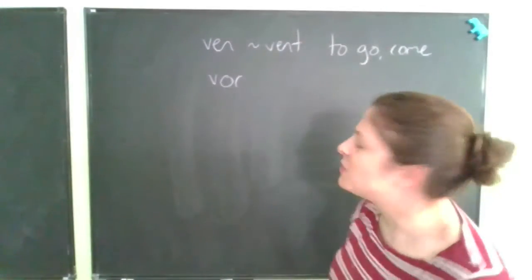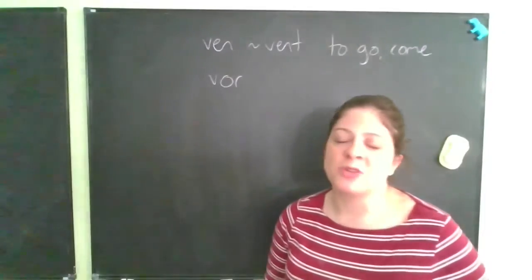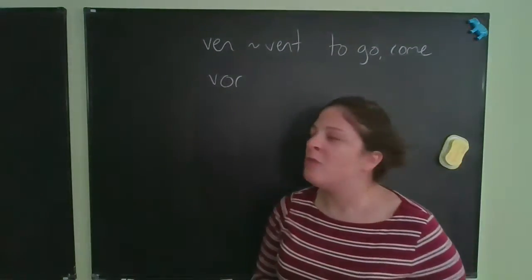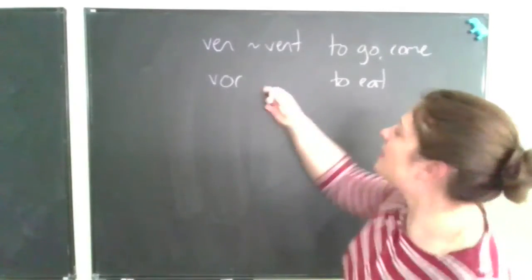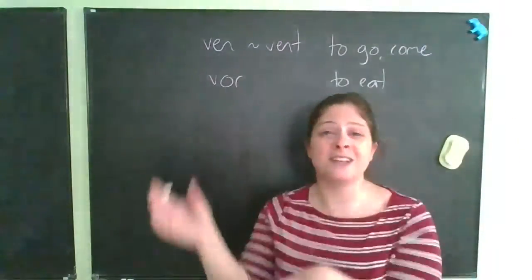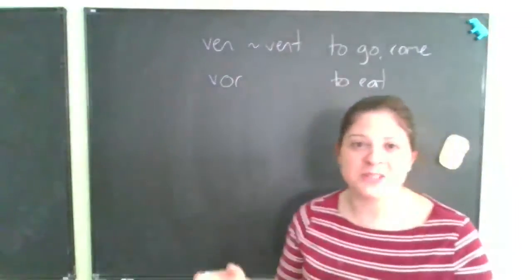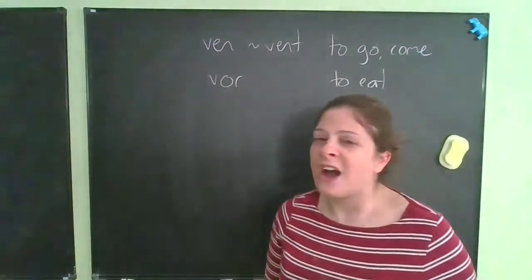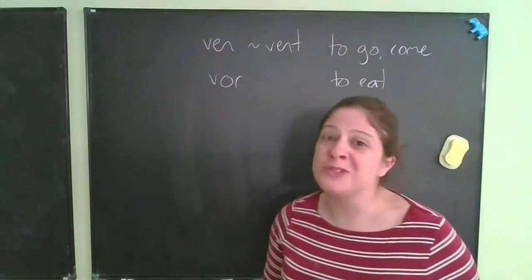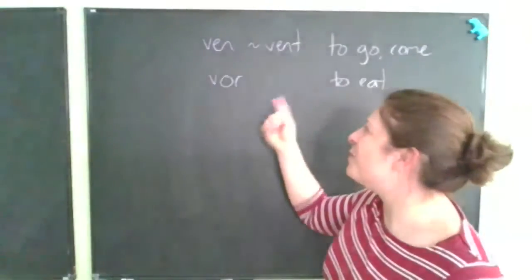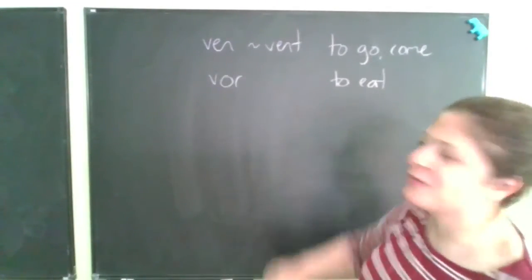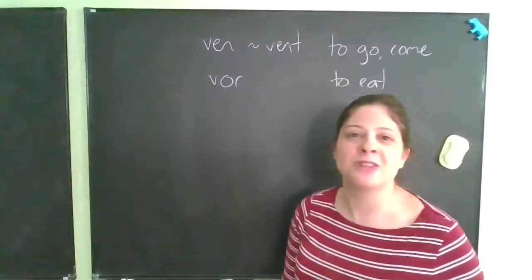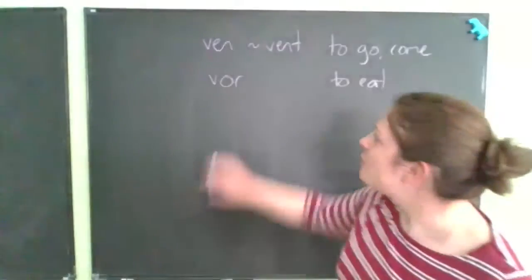One last one. This comes from a Latin verb, "vor," meaning to eat. It does not have a second form. Well, no, technically it does have "vorat," its perfect passive form. It's just that I can't think of a single English word that uses that, so I'm not going to bother making you memorize it or anything. So, there technically is a second form, but we're not going to bother with it because I don't think any English word uses it. So "vor," to eat.